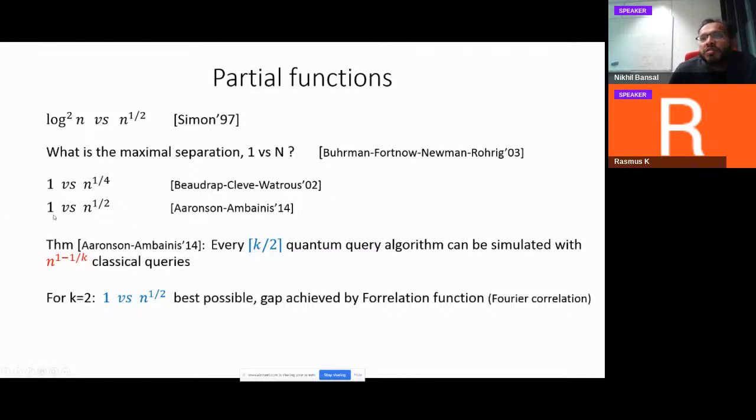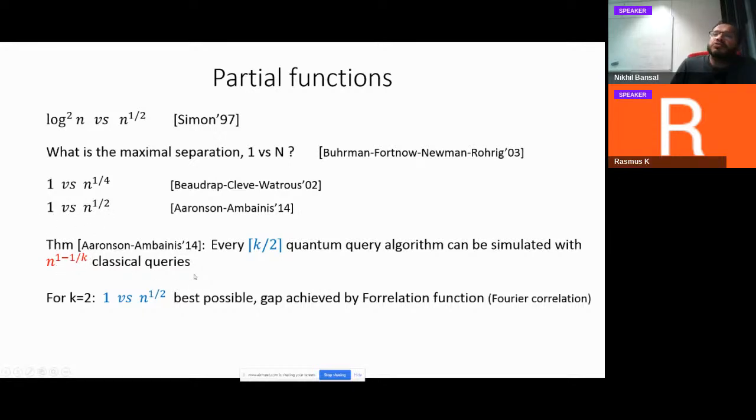Okay, so you can ask, could this gap, 1 versus root n, be pushed further? But then Aaronson and Ambainis in the same paper showed that no, actually this is the tight answer for one-query quantum algorithms. In particular, they showed a more general result that any k/2 (with ceilings) quantum query algorithm can be simulated with n to the 1 minus 1 over k classical queries. So in particular, if k is 2, then this is one quantum query, and 1 minus 1 over k is a half. So you get the 1 versus root n.